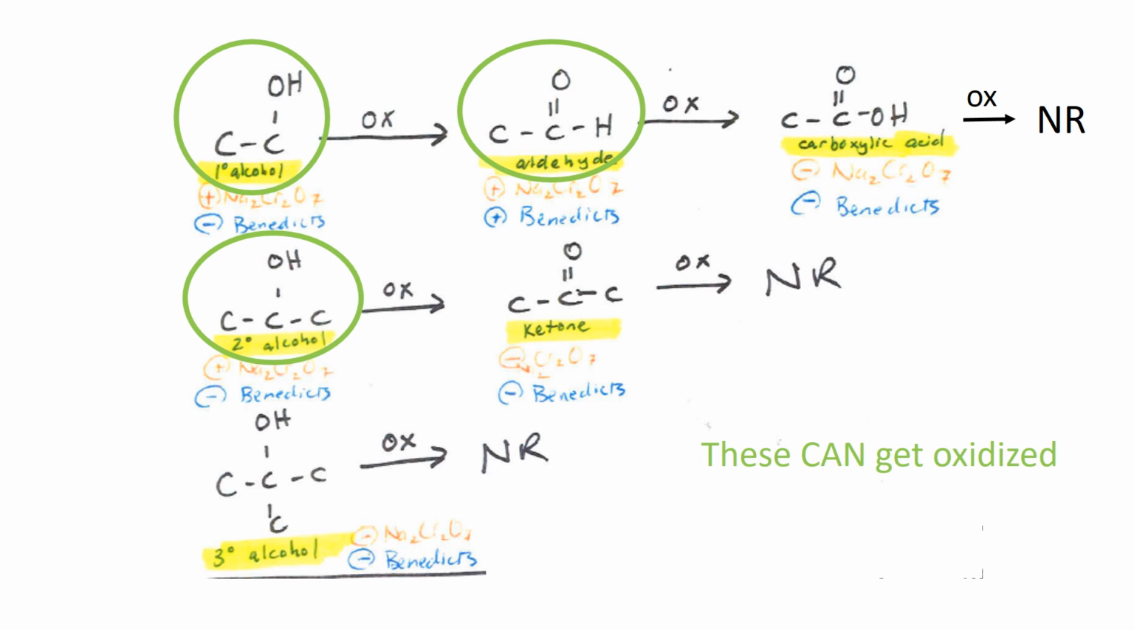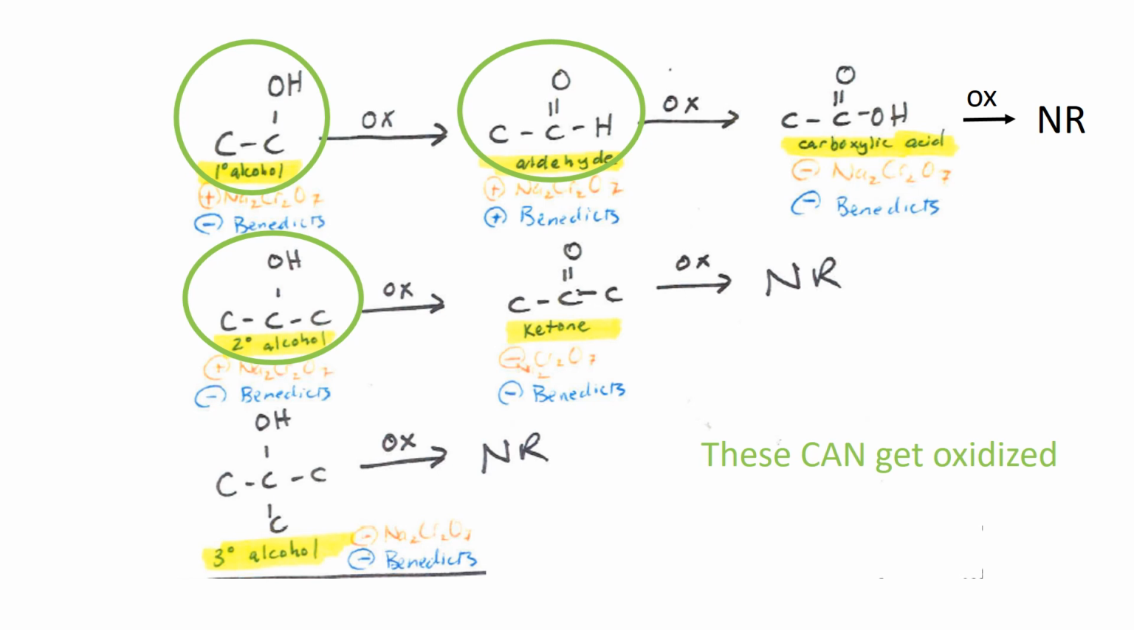It already has 2 of its bonds going to oxygen. The 2 alcohols only have 1 bond going to oxygen, so there's more work to be done. The weak oxidizing agent cannot oxidize those alcohols because there's too much work to do, and it's a weak oxidizing agent. So if you look at the blue letters, you'll see that there's a plus sign next to Benedict's for aldehyde. That tells you that aldehyde will give a positive Benedict's test. Another way of saying that is Benedict's will react with an aldehyde. Aldehyde can get oxidized by Benedict's.